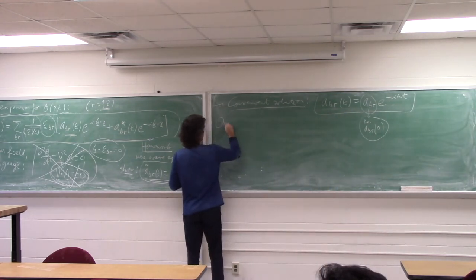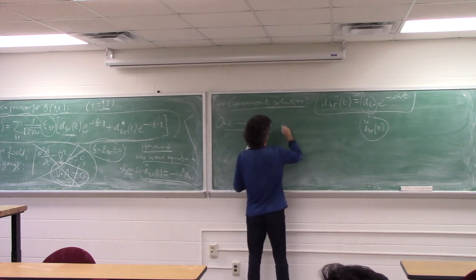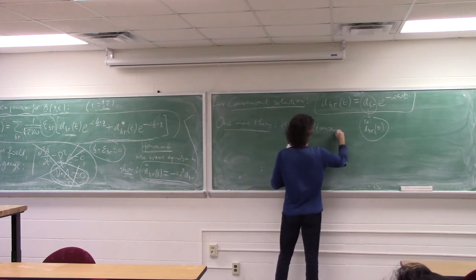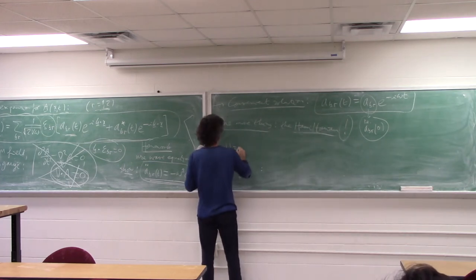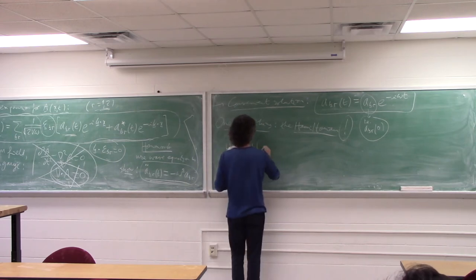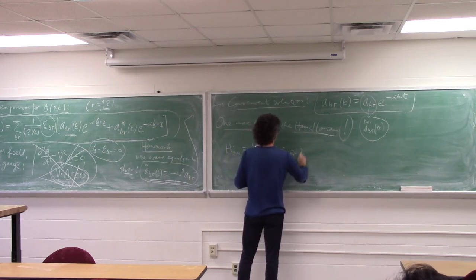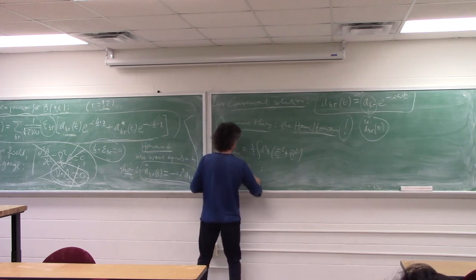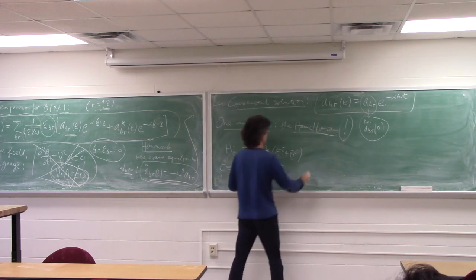Okay, so now there's one more thing: the Hamiltonian. H is the Hamiltonian of the electromagnetic field, which is a half times the integral over all space of E squared plus B squared. And remember, E is minus dA/dt, and B is the curl of A.